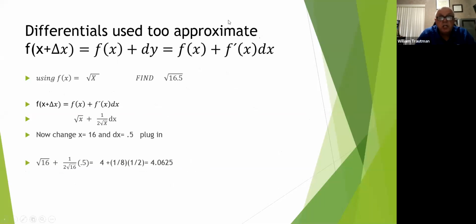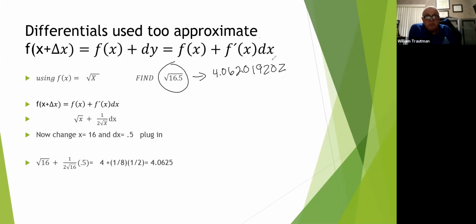So here is how, back before you had the square root calculator. Somebody tell me on your calculator what the square root of 16.5 is. So on my calculator, I'm going to put 16.5 and take the square root. And I get 4.062019202. It's an irrational number. It goes on forever. That's the square root of 16.5.